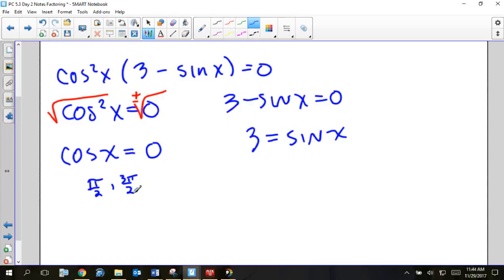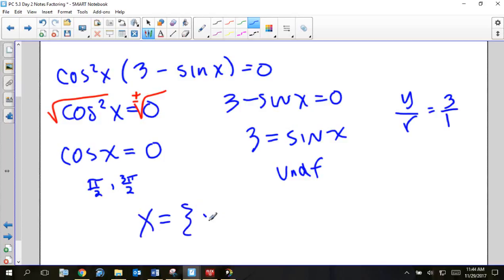Well, sine is what over what? Y over r. So that means that for sine, the y would have to be 3 in the unit circle where our radius is 1. This is an undefined answer. So basically, we just can't use this piece of information. We don't even need that piece of information to help us solve. So we only have two answers. Those answers are at pi over 2 and 3 pi over 2.